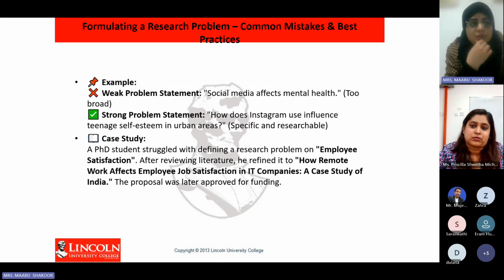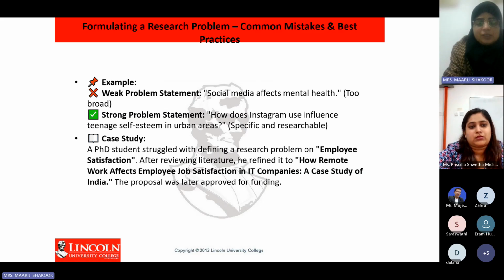Yes, a PhD student struggled with defining a research problem on employee satisfaction. There is a case study. After reviewing the literature, he refined it to how remote work affects employee job satisfaction in IT companies, a case study of India. Then you can see the difference. This is the perfect topic now. The proposal was later approved for funding because it is logical, researchable and understandable. Yes, this is what I needed, and this is the result we are going to get.